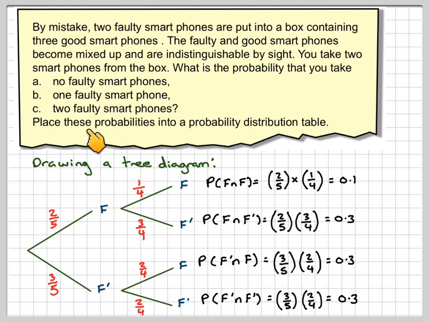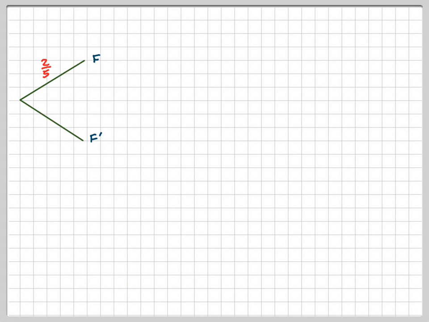So here we have the case, because we're interested in no faulty phones, one faulty smartphone, and 2. Here we have the case of both being faulty. That's 2 faulty. Here we have one case of one phone being faulty, and here we have another one. And here we have the case where none are faulty. These events are mutually exclusive, so we'll just draw out the diagram again.